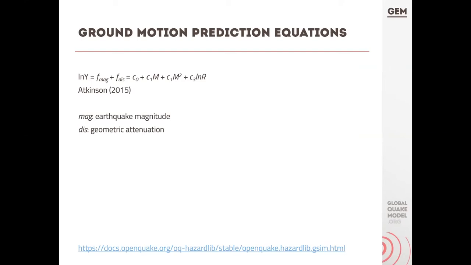So ground motion prediction equation, for those who are not familiar with this term, is sometimes called GMPs in short, sometimes also called GSIMs, which are ground shaking intensity models. What these do is they try and take in some input variables related to the rupture itself and also related to the sites that you're looking at predicting the ground shaking at.